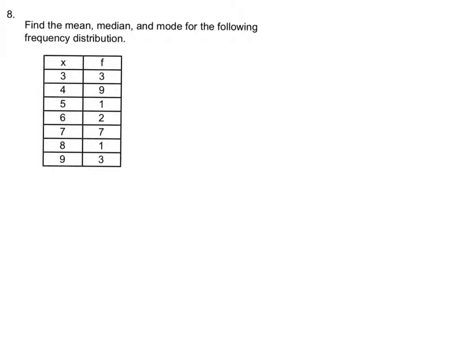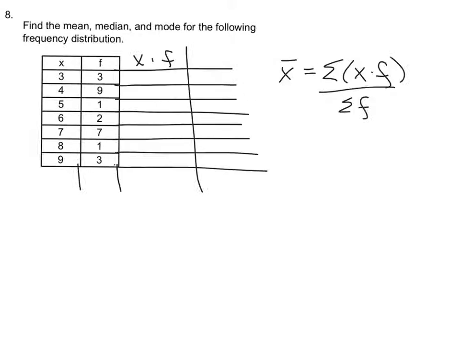To find the mean of a frequency table, we're going to use the formula x bar equals the sum of x times f divided by the sum of f. First, we'll create a third column. We'll call this x times f, and we're just going to take the x value and multiply it by the frequency.